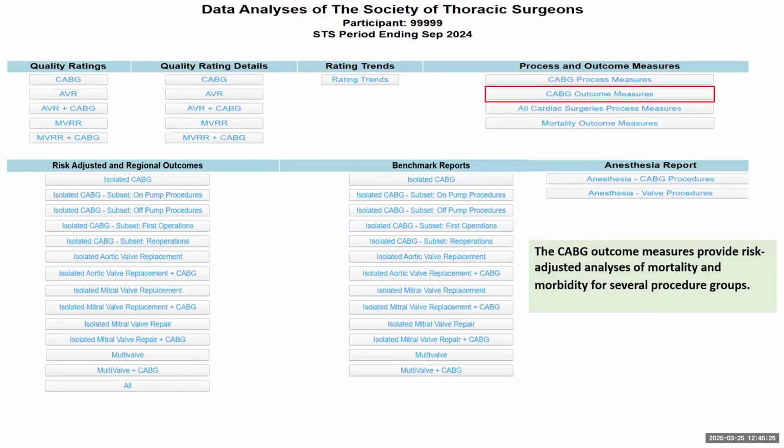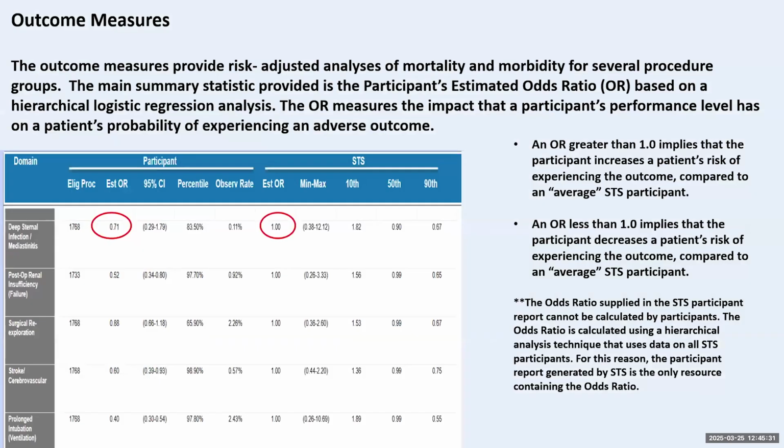Outcome measures for CABG, mortality and morbidity. We pretty much already talked about that, but we're going to talk about odds ratio for a little bit. So when you look at your outcome measures, this report looks a little bit different. And so instead of getting a score, a percentage score, you get an odds ratio.